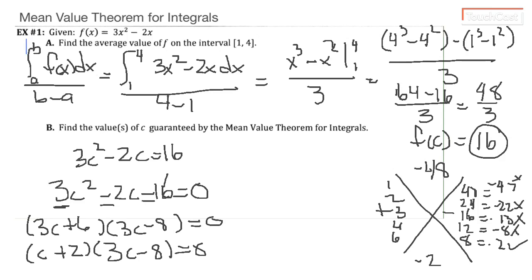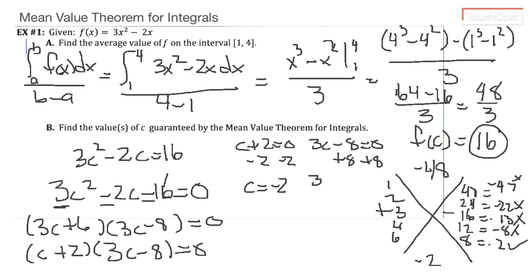And now what I'm going to do is take each factor and set it to 0. c plus 2 equals 0 and 3c minus 8 equals 0. And I'm going to solve them. So with this first one, I'm going to subtract 2. c would equal -2. And in the second one, I'm going to add 8, have 3c equals 8, and then divide by 3, and get c is equal to 8/3.